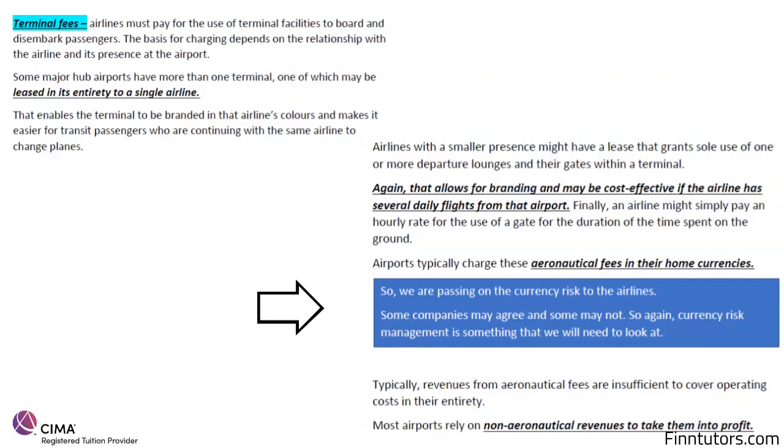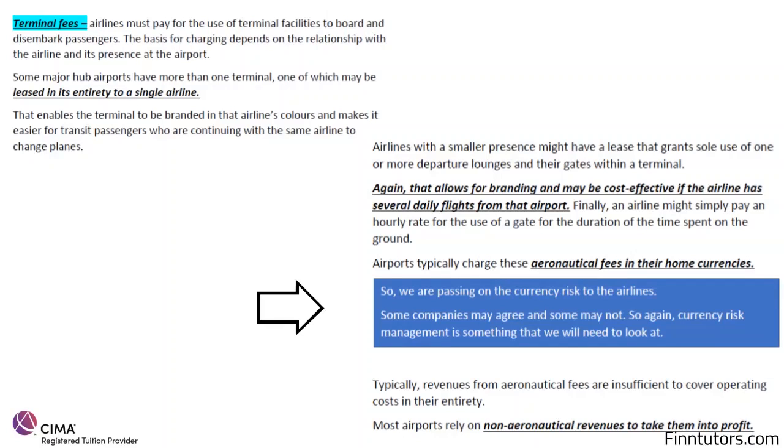That also does happen. That enables the terminal to be branded in that airline's colors and makes it easier for transit passengers who are continuing with the same airline to change planes, because everything by that airline will be through that terminal only. So it's easier for the passengers as well. Airlines with a smaller presence, who cannot afford an entire terminal, might have a lease contract granting sole use of one or more departure lounges and their gates within a terminal. Again, that allows for branding and may be cost effective if the airline has several daily flights from that airport.